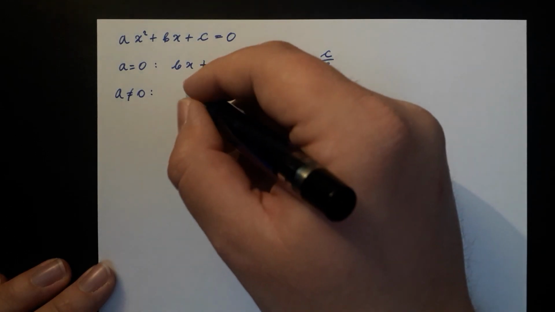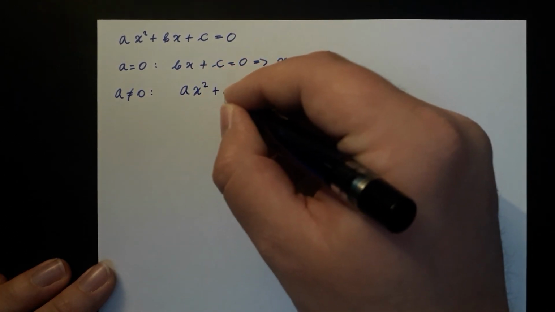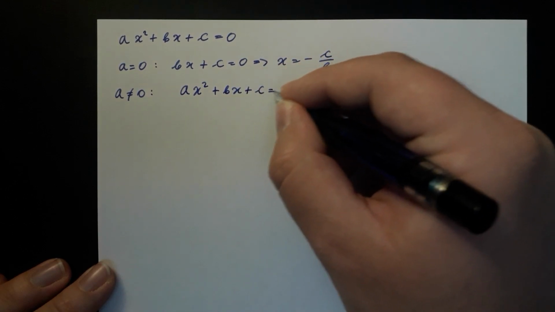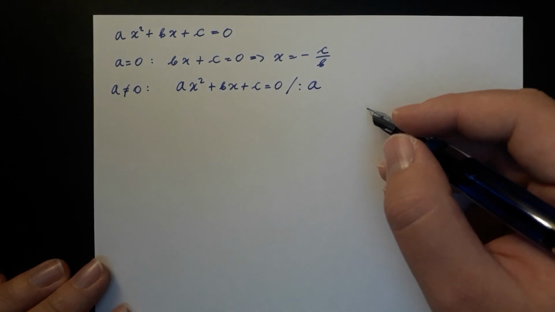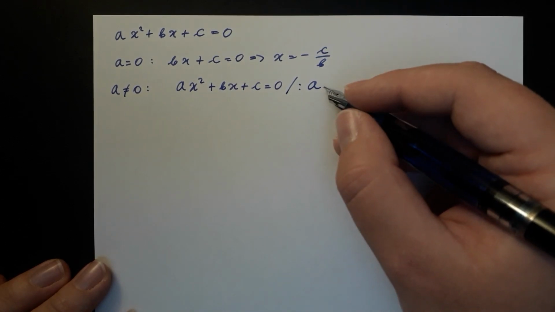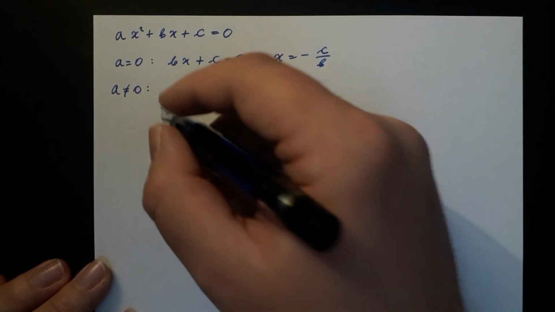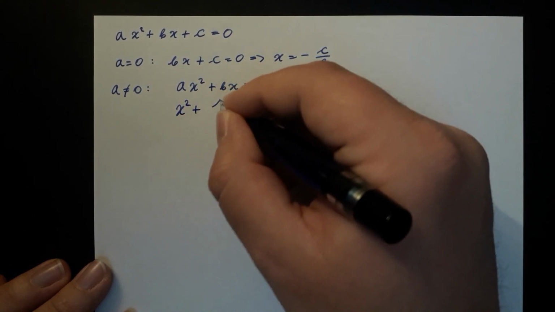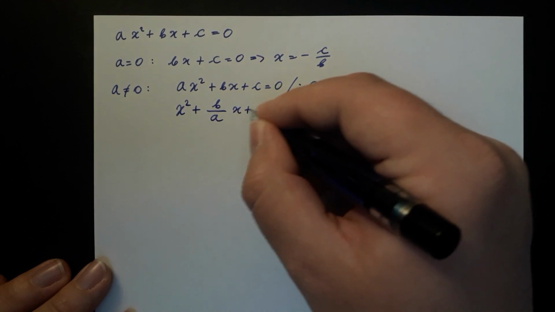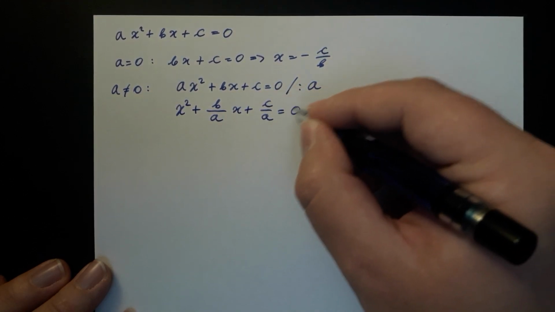So we are going to take the formula ax squared plus bx plus c equal to 0, and we are going to divide it by a. Since a is different than 0, we can divide by it. And we get an equivalent formula, which is x squared plus b over a x plus c over a, which is equal to 0.